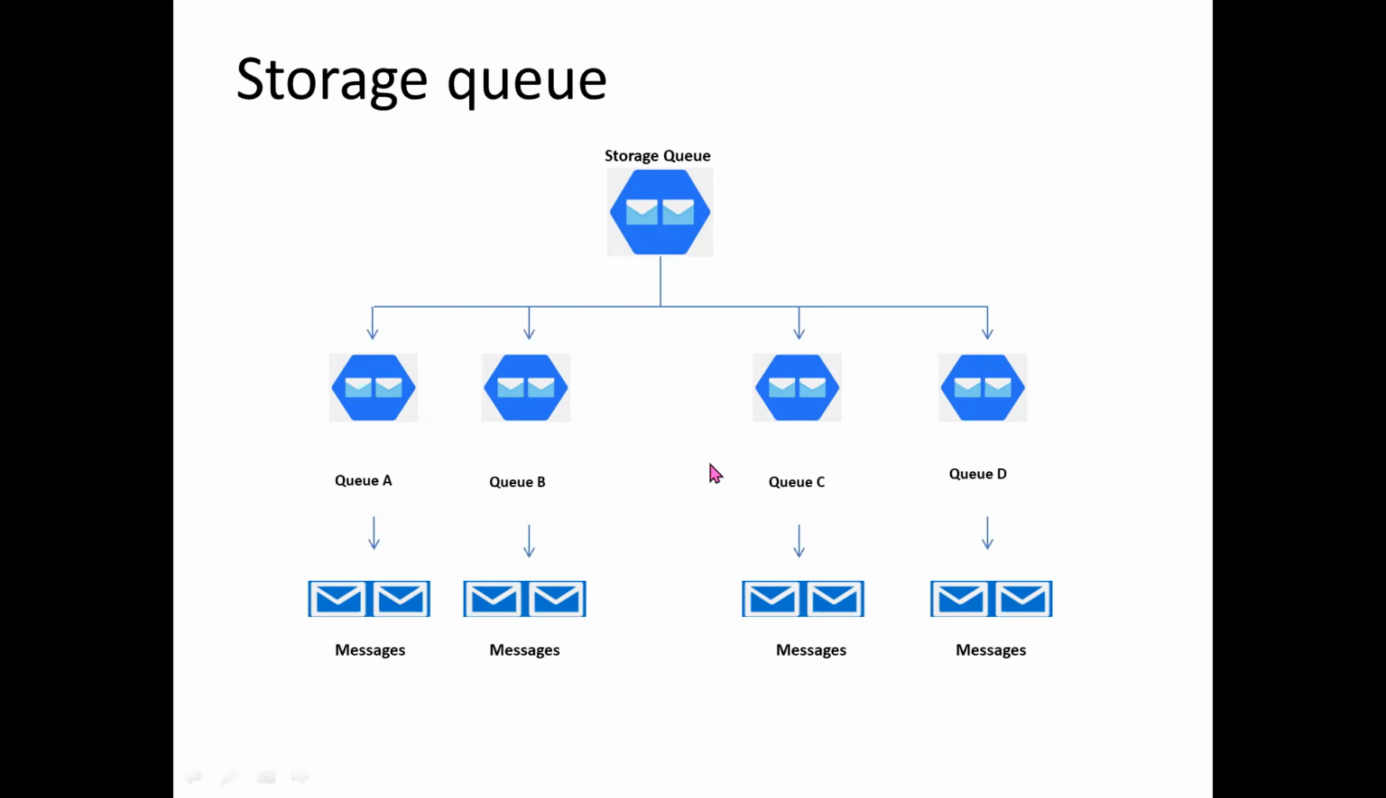Similarly, you can logically segregate the queues, and within each you can keep the messages, so that it's easy for the consumers. If somebody wants to access QC, he will just access QC and get those messages, rather than dumping everything together.